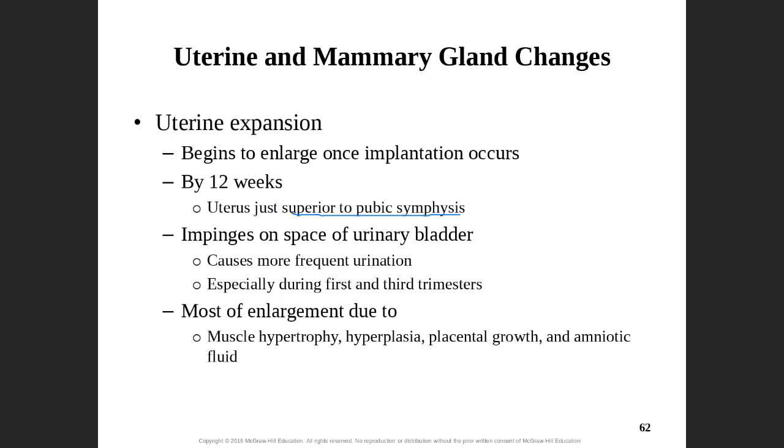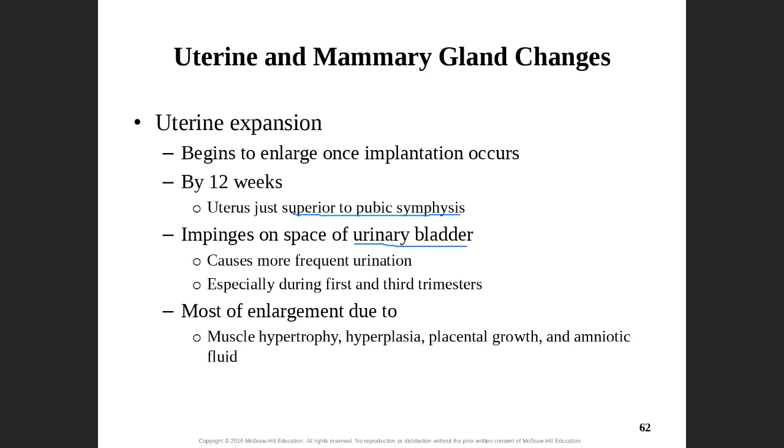That is your pubic symphysis. So by this time, around weeks 11, 12, the uterus has expanded. If it's an anteverted uterus, it'll be pressing over on top of the urinary bladder. This will cause pregnant women to have to urinate more frequently. The bladder will not be able to fill up as much as it used to.